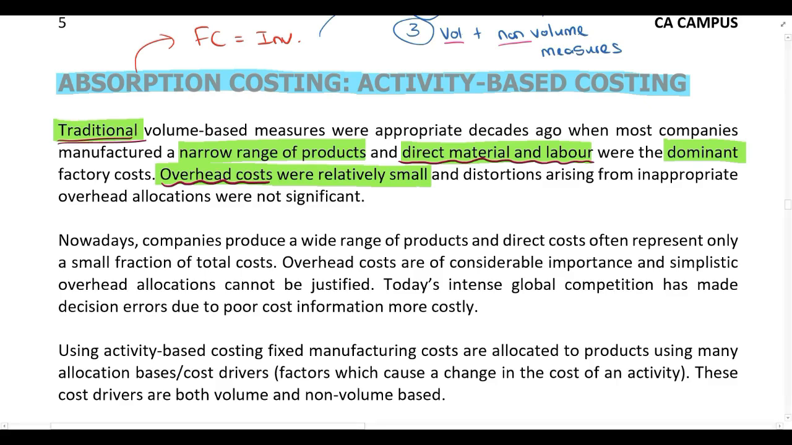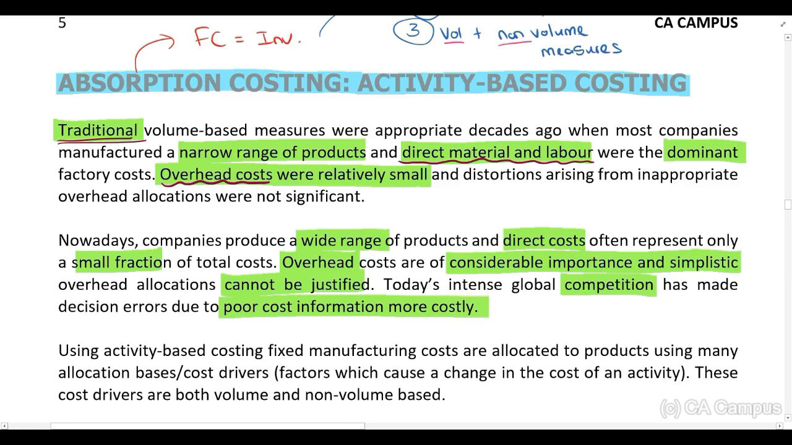But now companies produce a much wider range of products, and our direct costs are only a small fraction of our total costs. Material and labor are a small fraction of the total costs. And our overhead costs have become considerably important. So the problem with using traditional costing is it's very simple and it's much easier, but it can't be justified anymore because of the fact that we are dealing with such a competitive business environment.